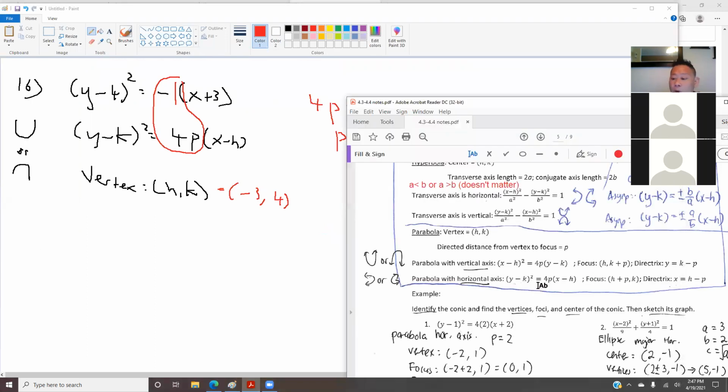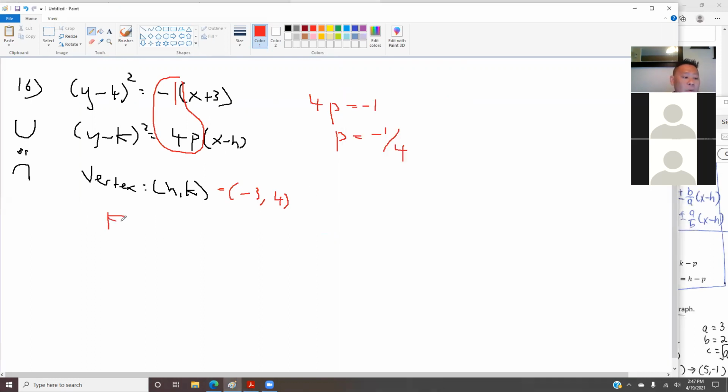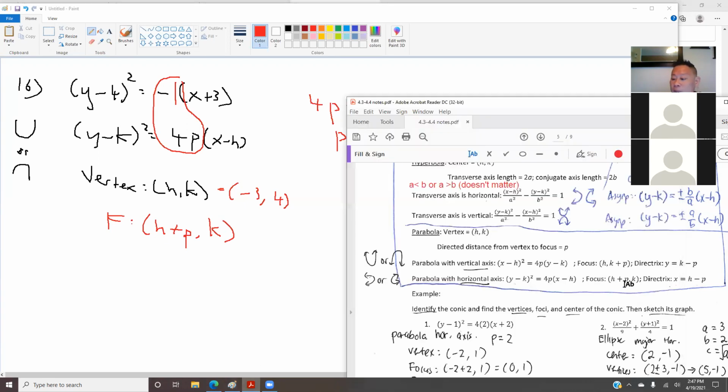So once you get your p and your h and k, you can figure out your focus point. Your focus point is this one because it's horizontal. So your focus point in this case will be (h plus p, k). It's a coordinate, so it has to be in coordinate form: (h plus p, k).